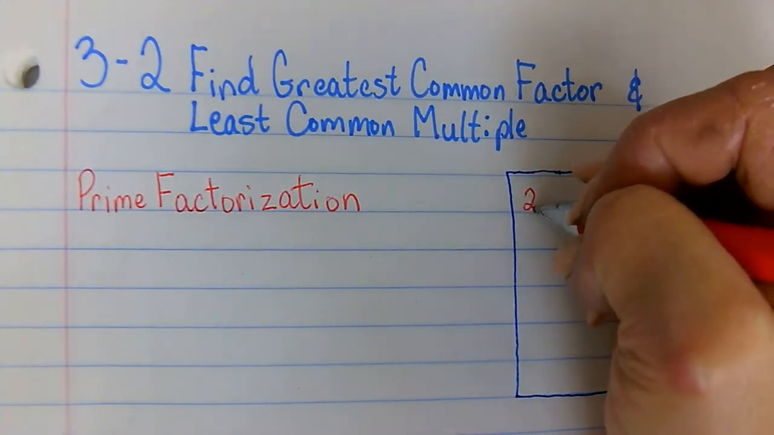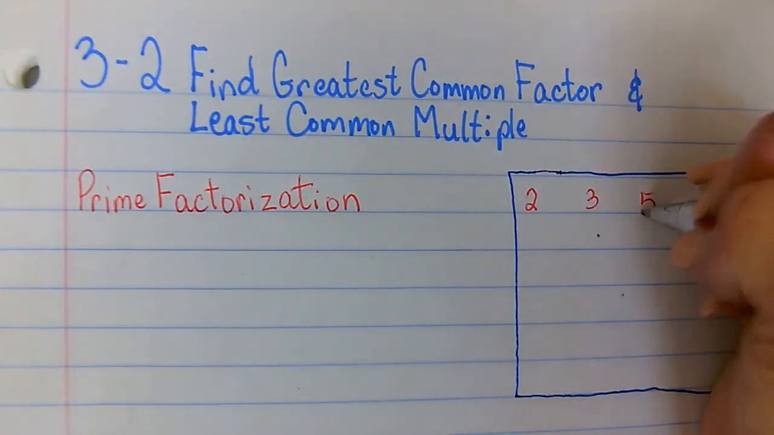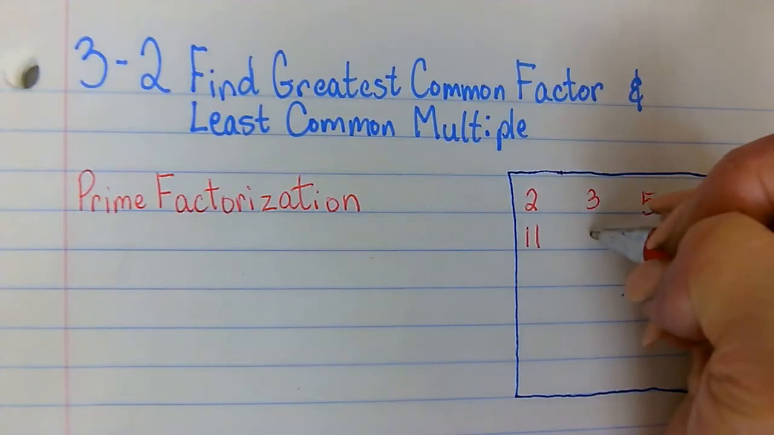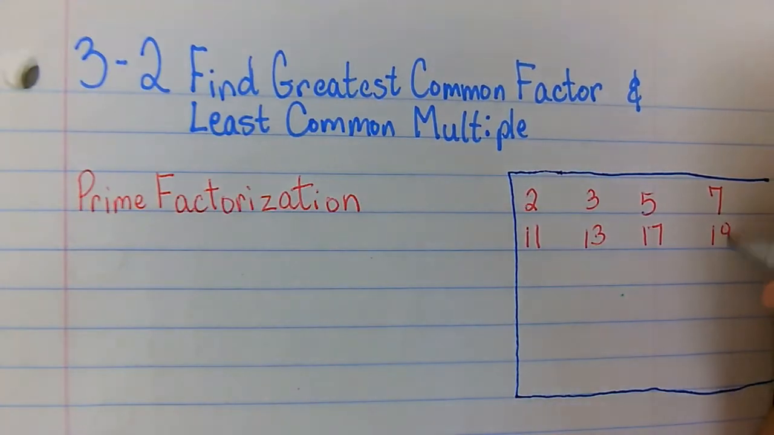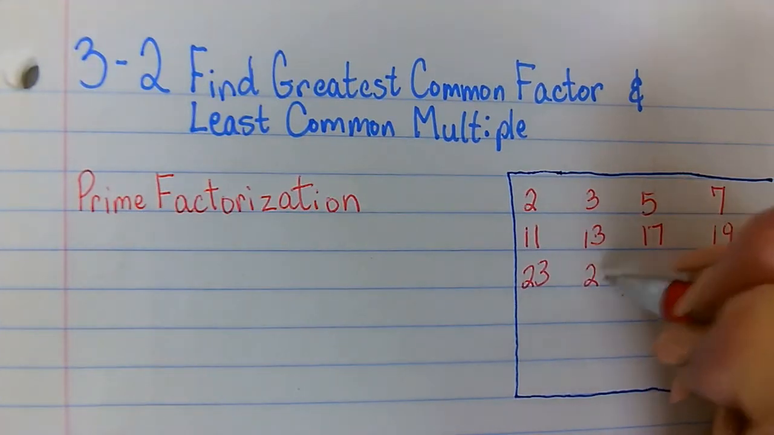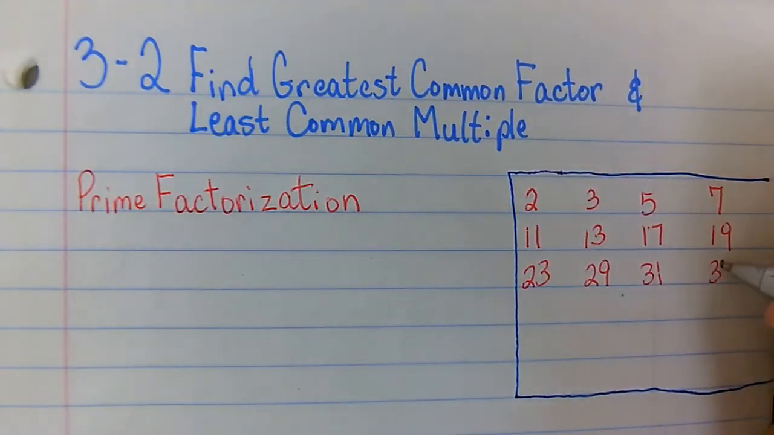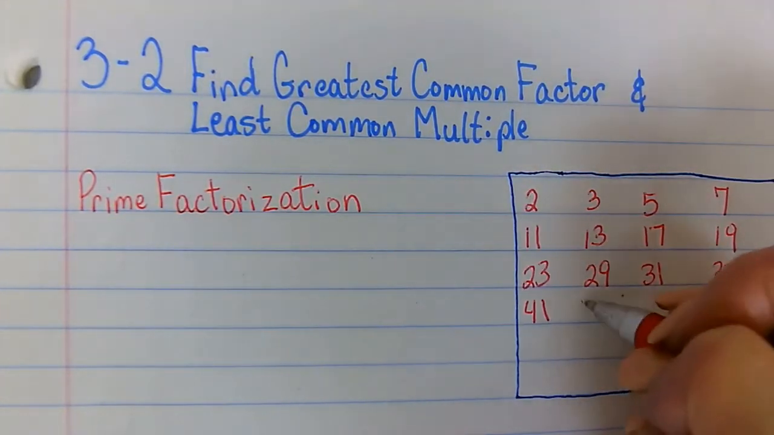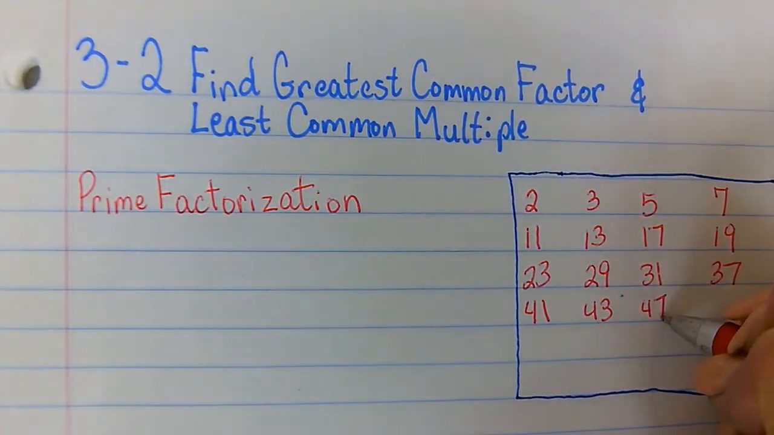So the first one is 2. The second one is 3. The next one 5. The next one 7. 11, 13, 17, 19, 23, 29, 31, 37, 41, 43, 47, 53.